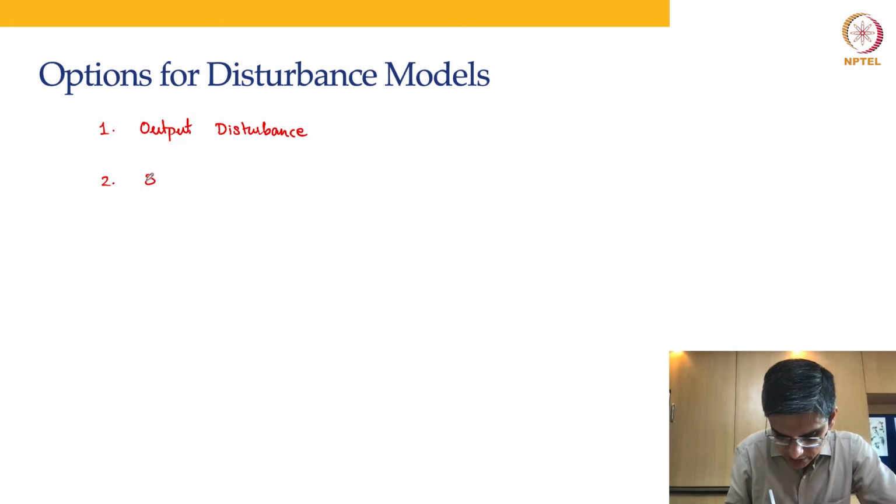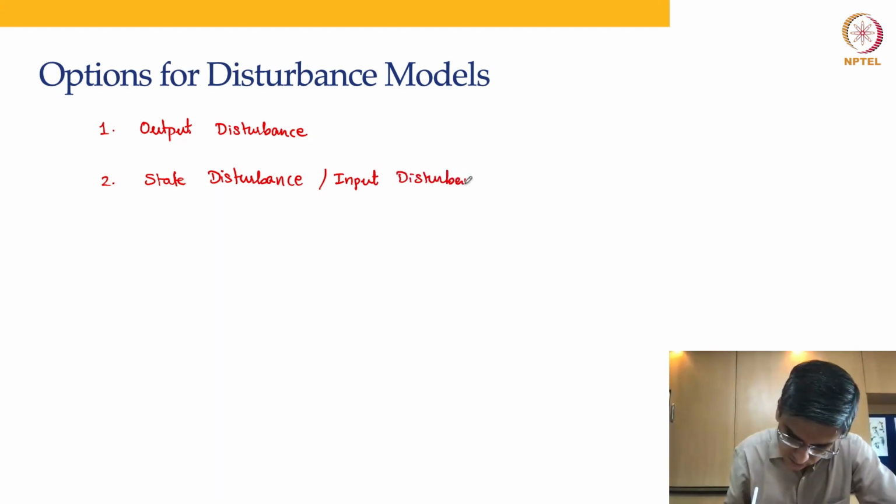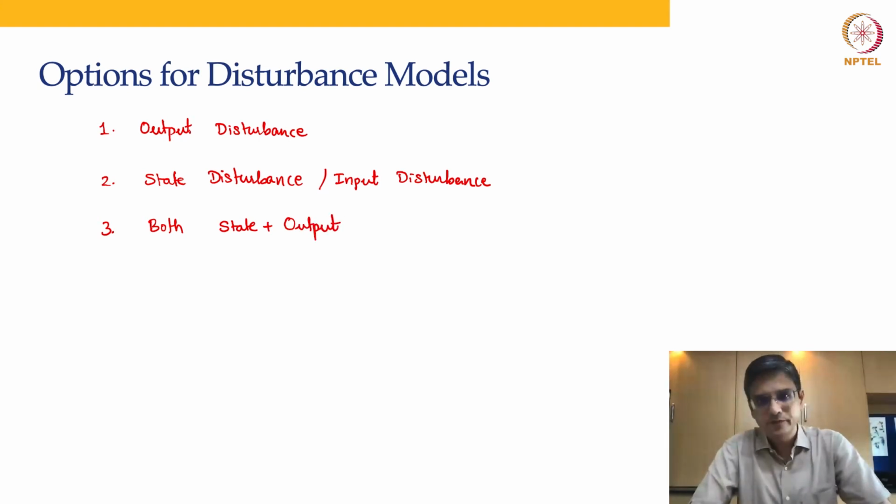The second one is the state disturbance model, and or input disturbance model. And the third one is both, state plus output. Okay, so these are the options for the disturbance models, and we have looked at the block diagram representation of all the three.